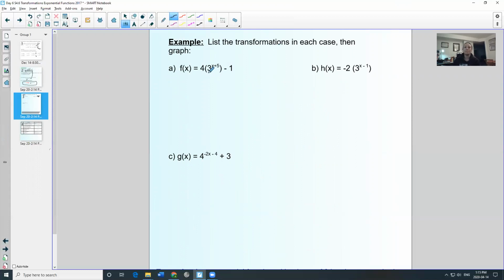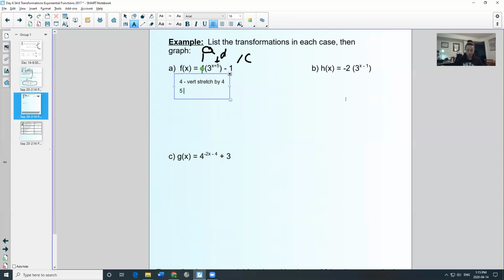If I look at this one, my base is in here. It is the number by itself, which means this is my D value, this is the C value, and this is the A value. Okay. So this 4, the 4 means that we are going to be vertically stretched by 4. The 5, notice that it's a plus 5. It is going to be horizontally shifted or translated left 5 units.